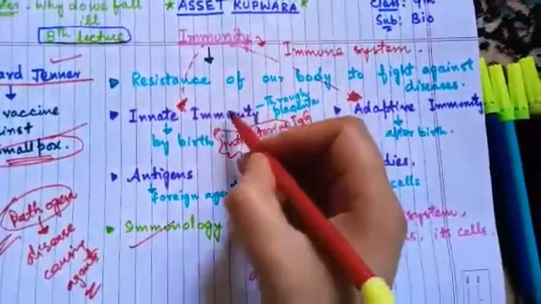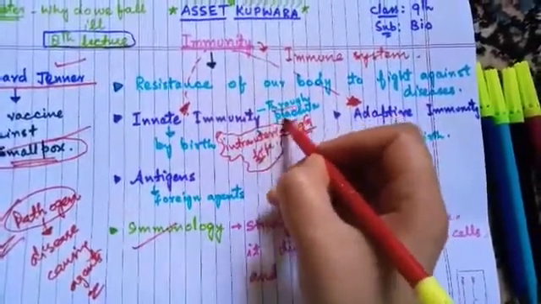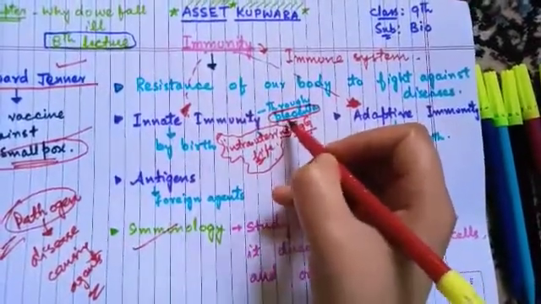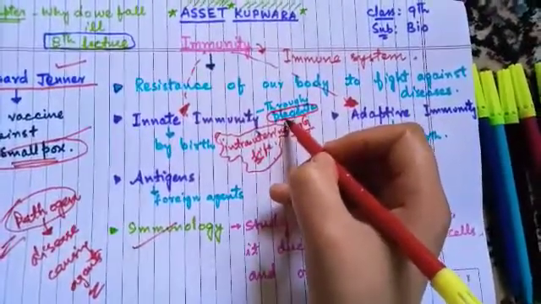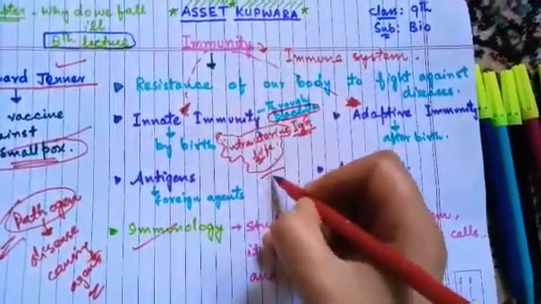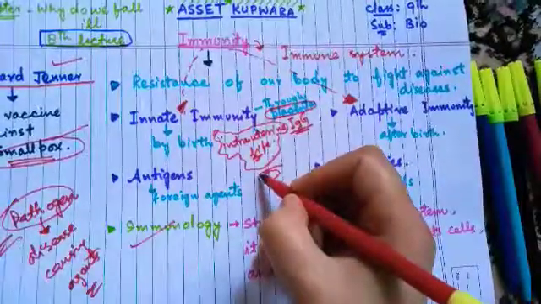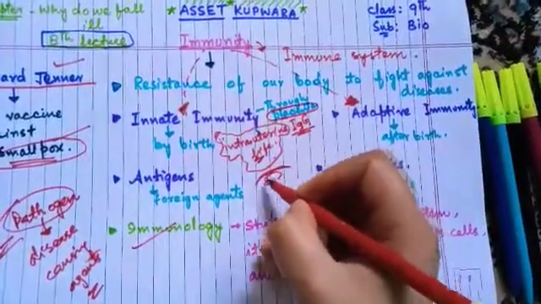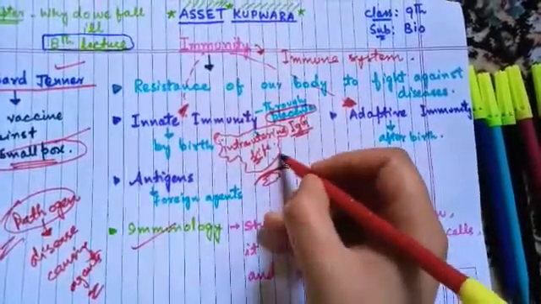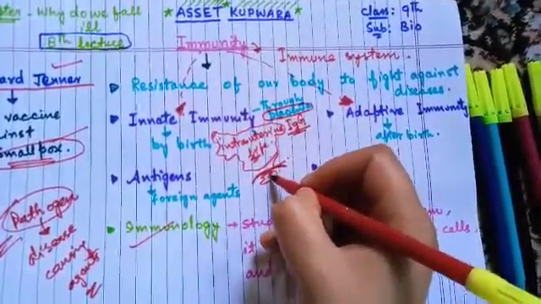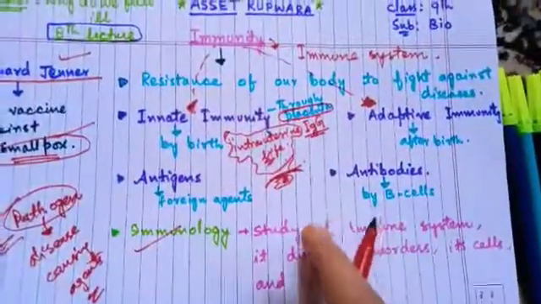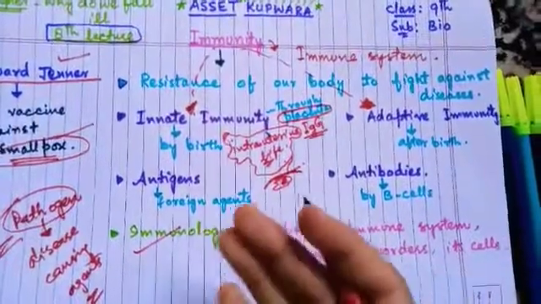We get them from the mother through the placenta. Placenta is the covering of the embryo, the covering of the fetus. Placenta is the barrier between the mother and the fetus inside the womb, and these antibodies cross this placenta and go to the embryo, and they are deposited inside our body. That's called innate immunity.